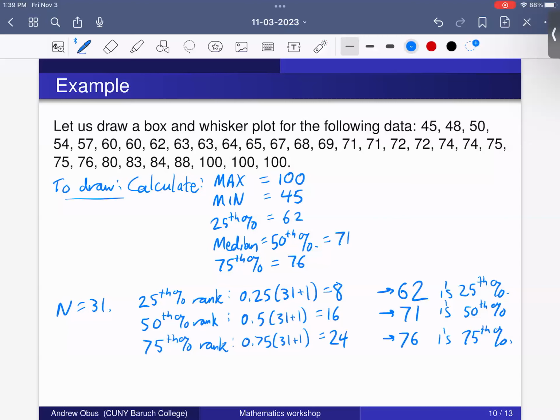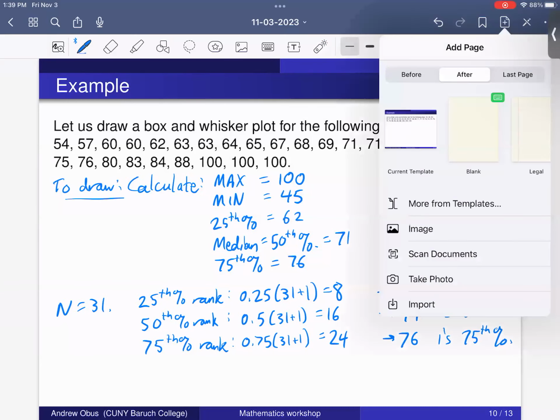So I'm just going to copy this data, and then I'll show you how we just draw a very crude box and whisker plot by hand. So let me say here we have, what was it? Max equals 100, min equals 45, 25th percentile was 62, 50th percentile was 71, and 75th percentile was equal to 76.